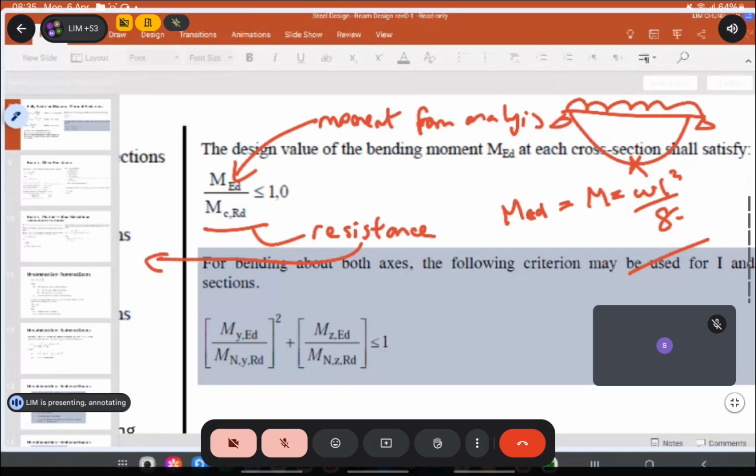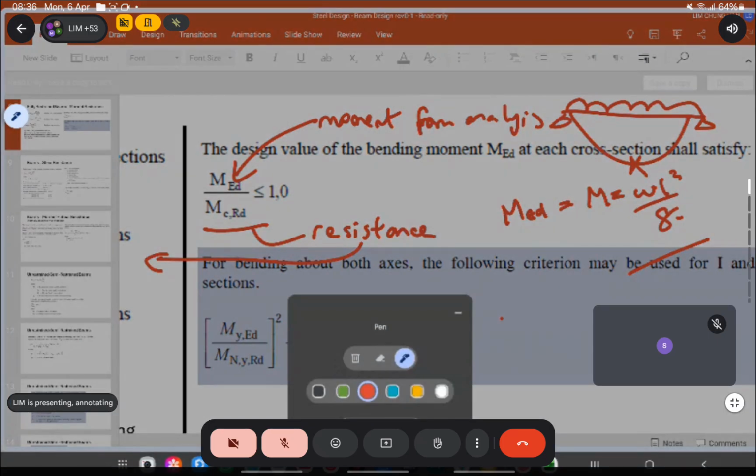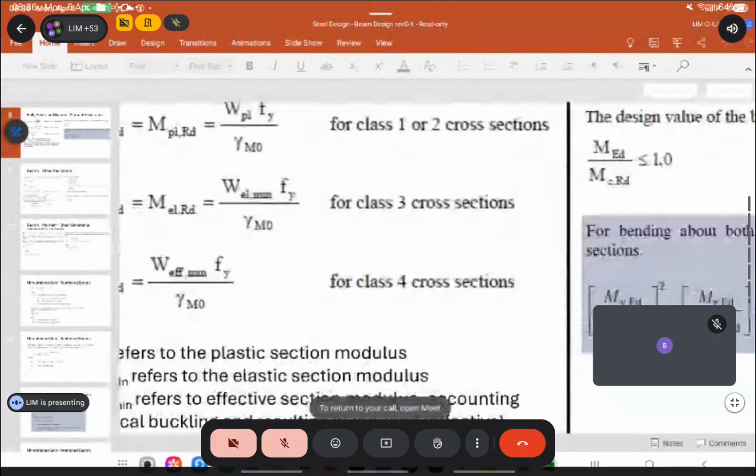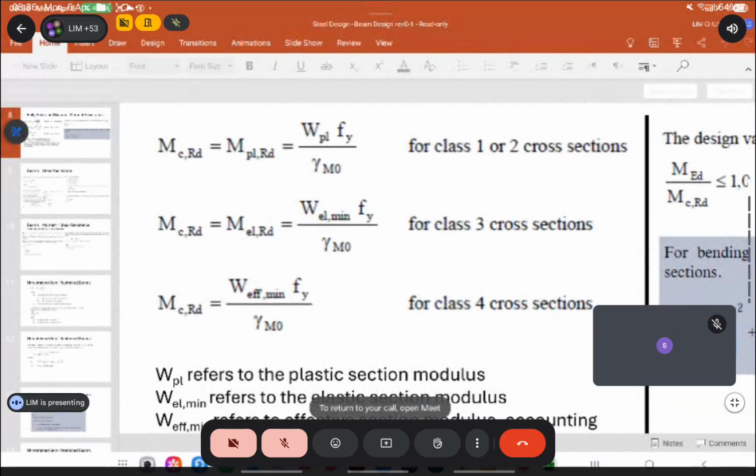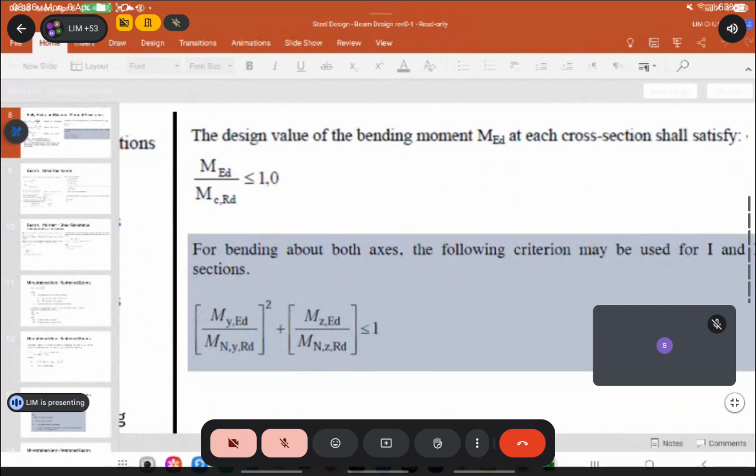To determine whether your beam is okay or not, you take the moment from your analysis divided by the resistance from the left-hand side. So you calculate MCRD and compare it against the beam's moment. If it's less than 1, then your beam is okay. If it's more than 1, then your beam fails. You have to choose a bigger section. Simple as that.